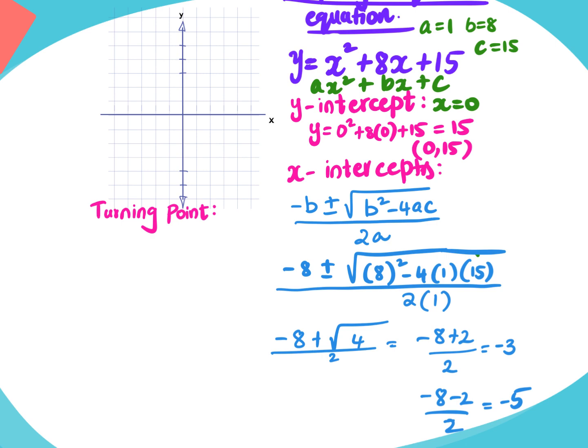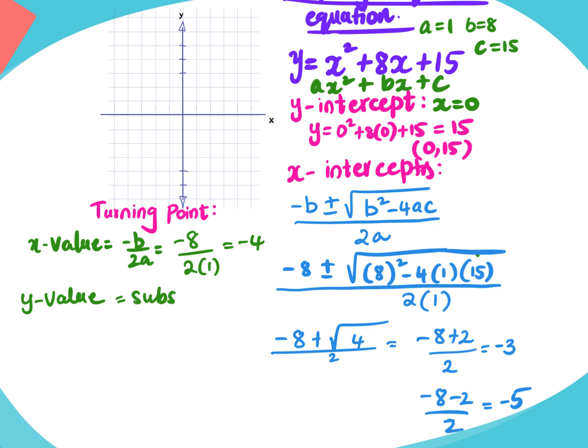And finally, let's quickly calculate your turning point. To find the turning point, all you have to do is know that the x value of the turning point is minus b divided by 2a. So minus of 8 divided by 2 times 1 ends up as -4. Now to get the y value, all I want you to do is substitute -4 into the original equation.